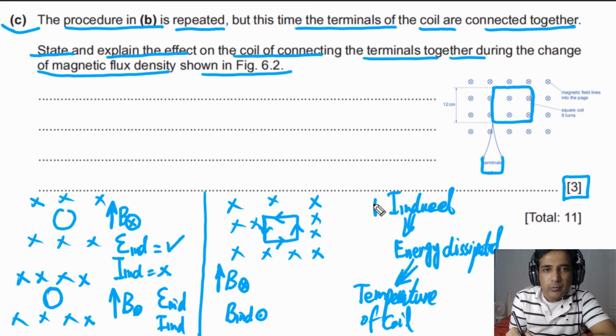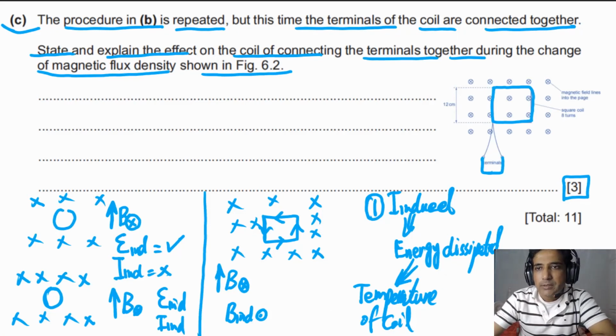The first point you can say is induced EMF. In this case, EMF will cause induced current, and as current flows in the coil, energy will be dissipated because work has to be done for the flow of current. As energy is dissipated, electrical energy is converted into thermal energy, and the temperature of the coil will rise. So this is one way to answer this question. Later I will explain another method as well.